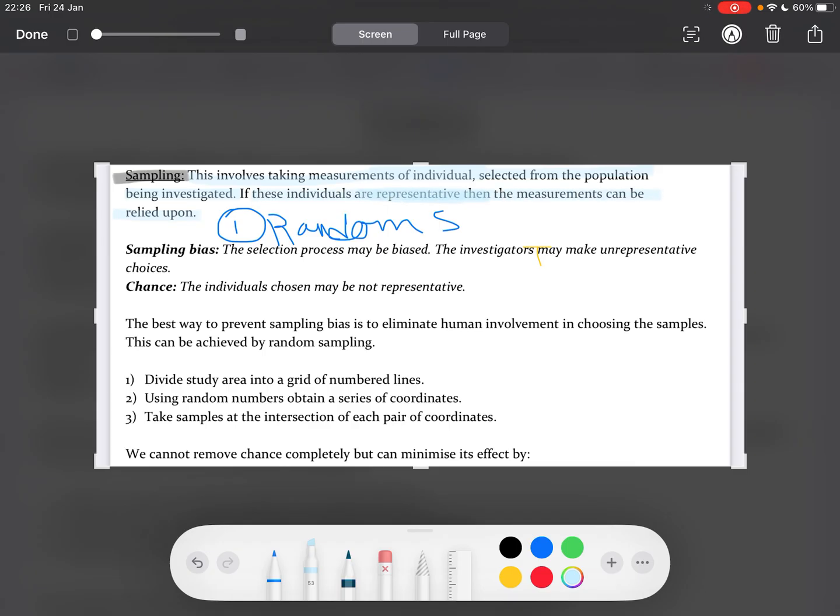What if they are not representative? It can be sampling bias or chance. Sampling bias is when the selection process may be biased. The investigators may make an unrepresentative choice. The second way is by chance, where the individuals chosen may not be representative. The best way to prevent sampling bias and eliminate human influence in choosing the sample is random sampling, which is basically this one type.